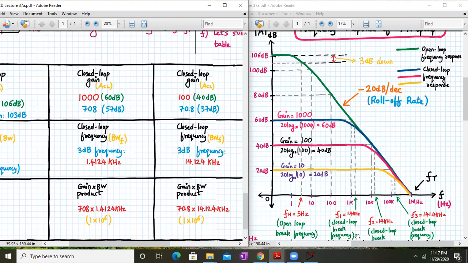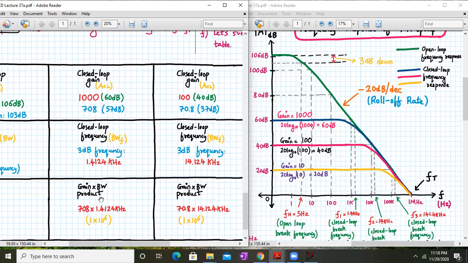You might be wondering where this number came from. Now it came from here. The closed loop gain at 57 dB, if you do 20 log to the base 10 of 708, I'm sure you will get a number close to 57 dB, right? And the 3 dB frequency directly is 1.4124 kilohertz. Now how did we get it? We know that the gain bandwidth product is the same.